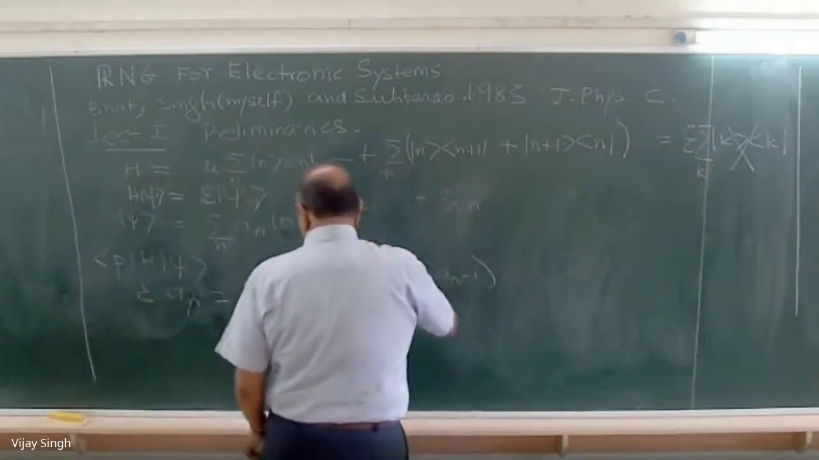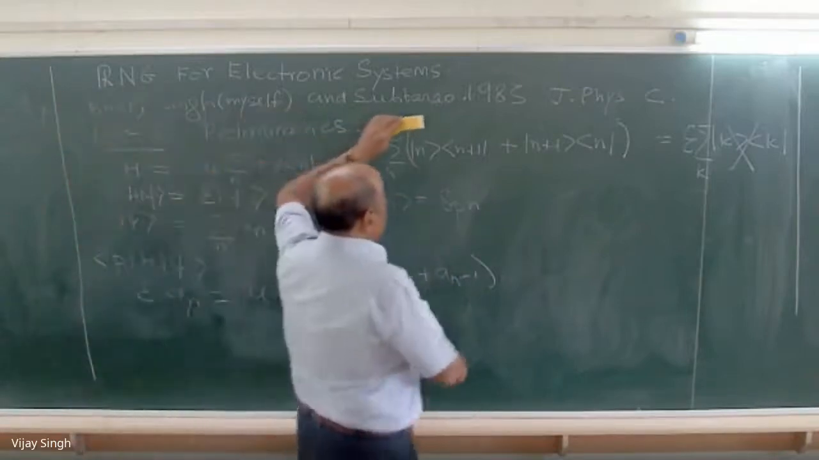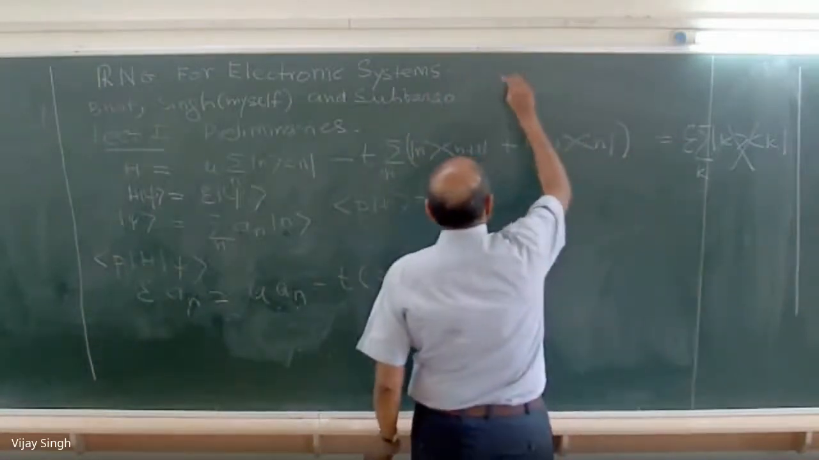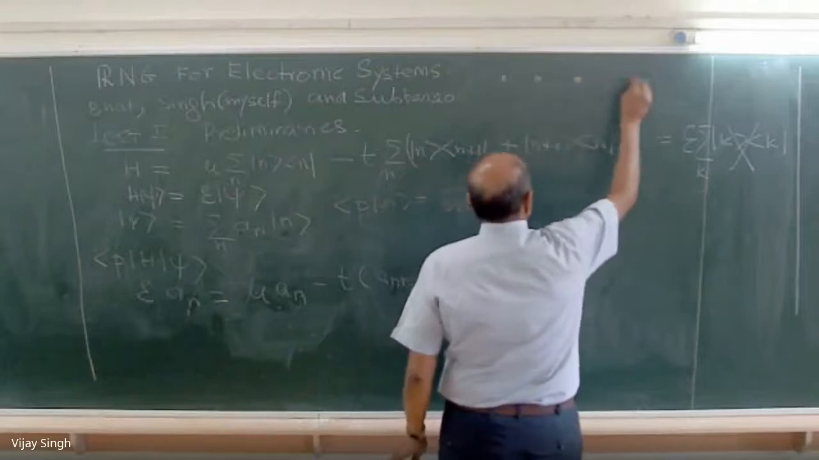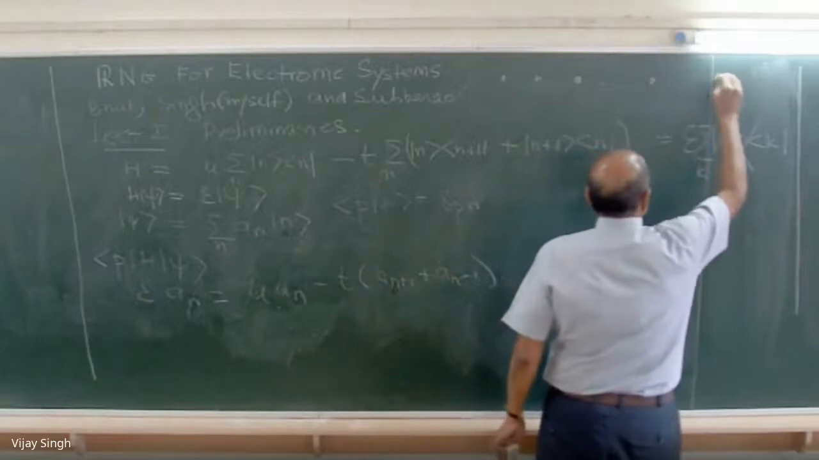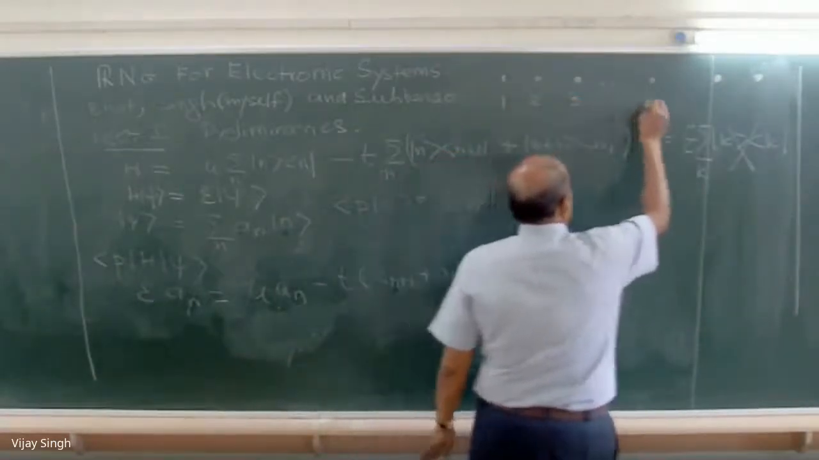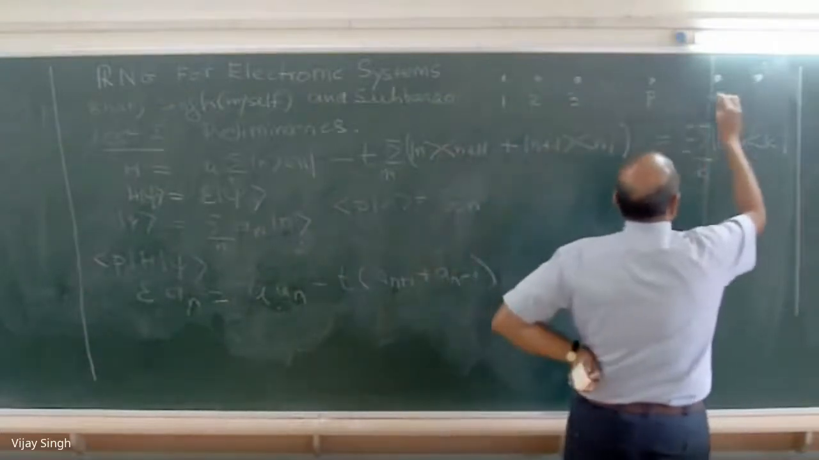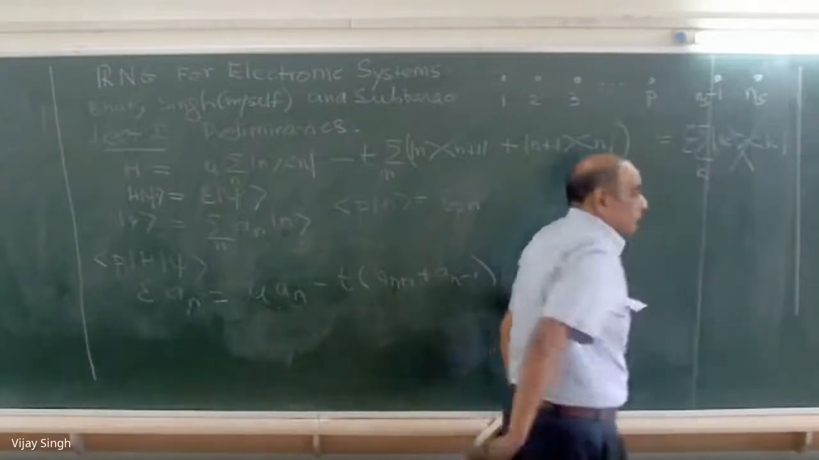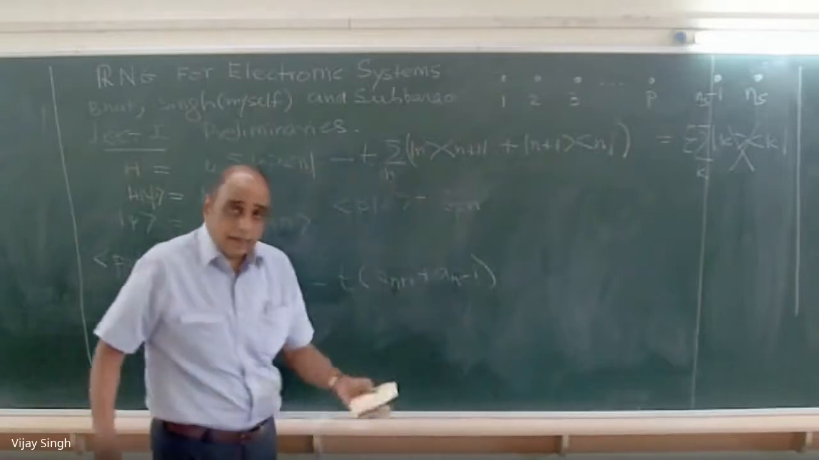So what does my system look like? Since I'm going to keep the system forever, let me use this part of the light bulb and say my system is following. So I have one atom, two atoms, three atoms, say P atoms, then you have something like NS minus 1 and NS. So in all there are NS atoms. Let's take NS to be an odd number.